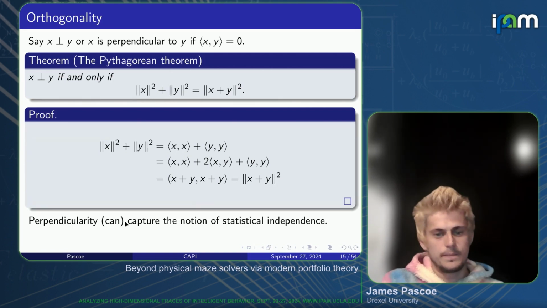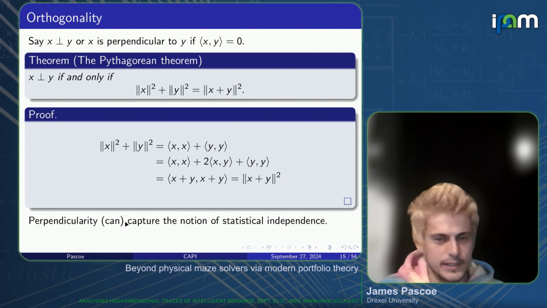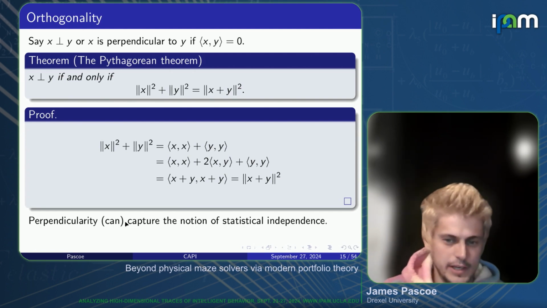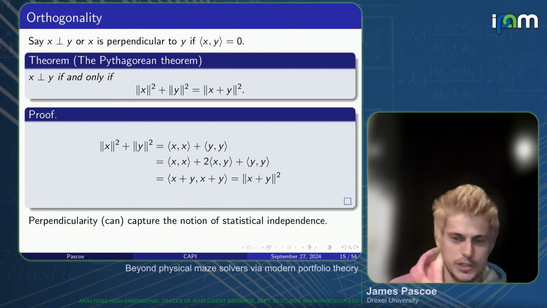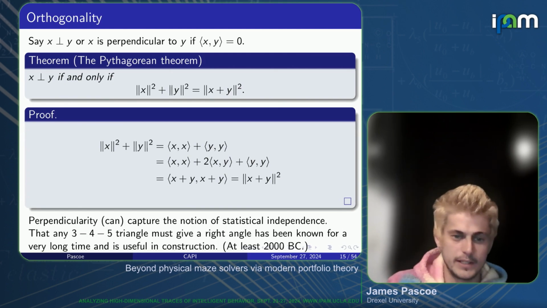The point here being that this notion of perpendicularity is essentially the same notion of statistical independence when we have finite variance.